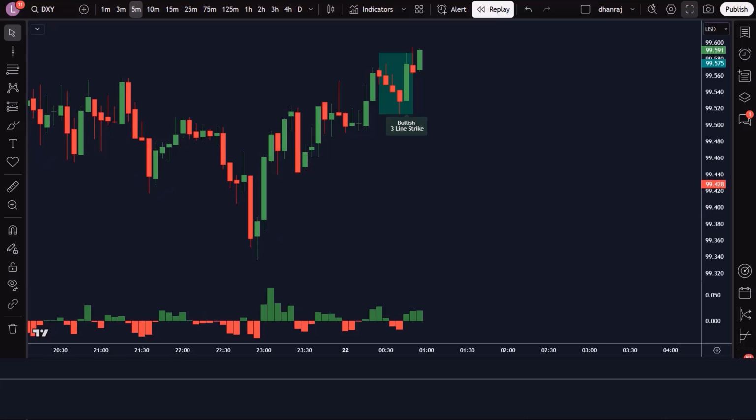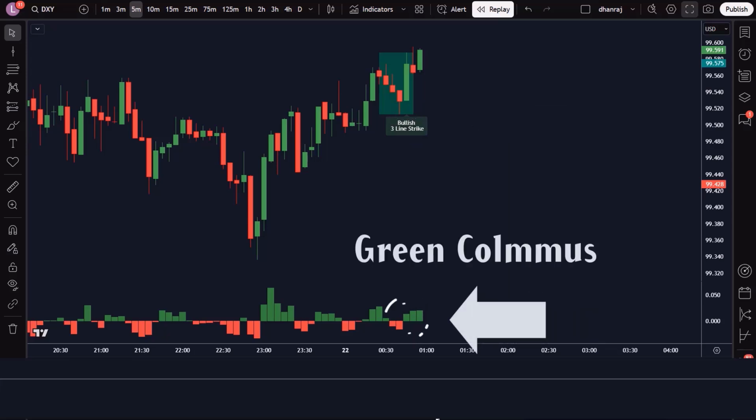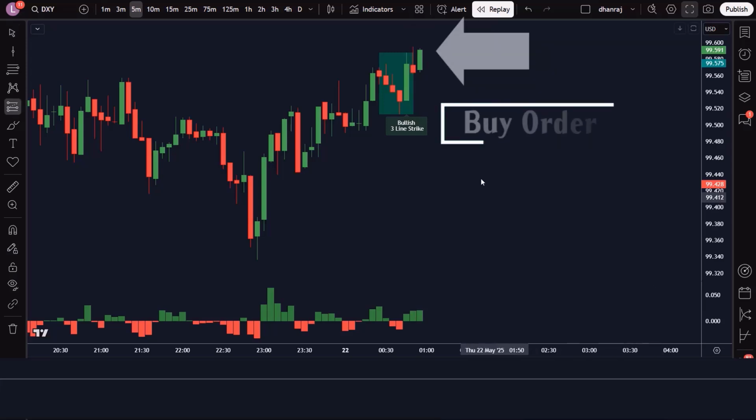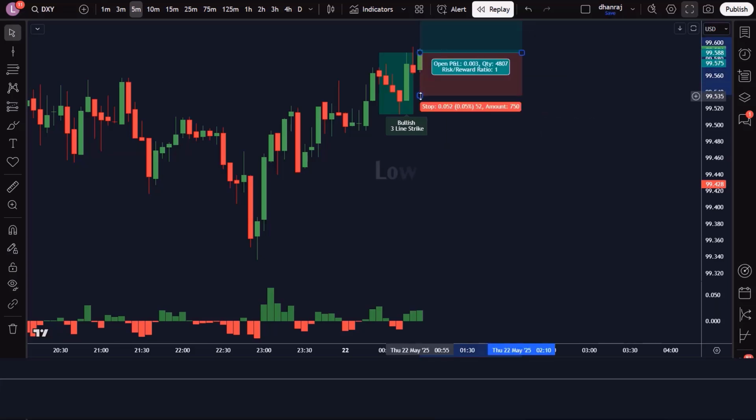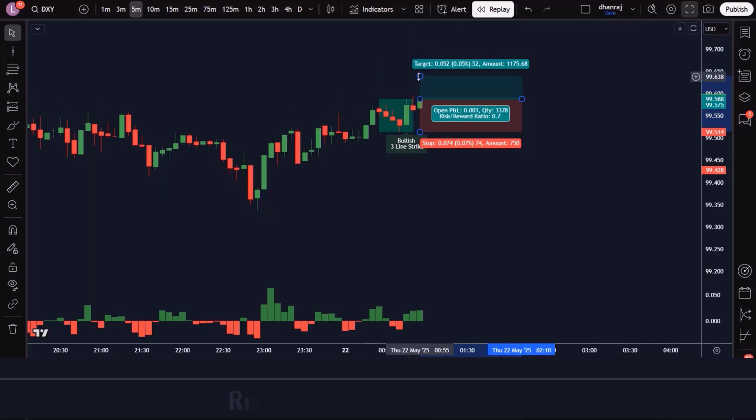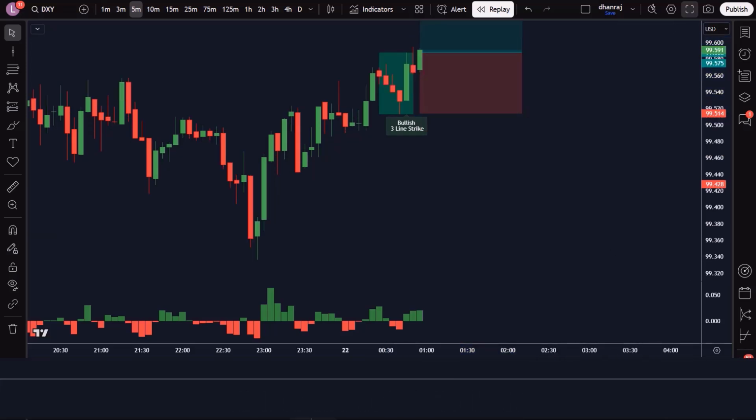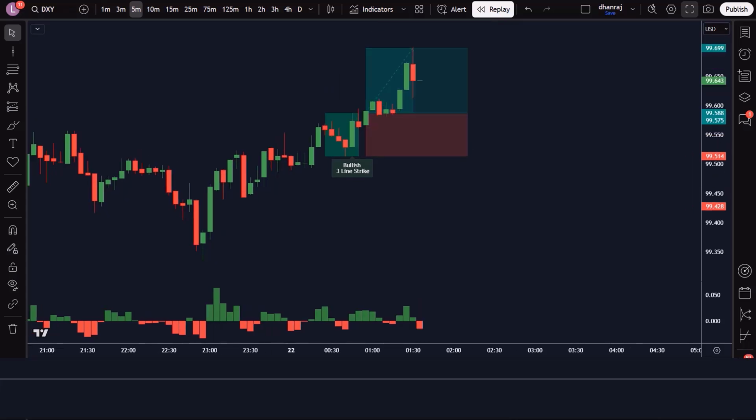We have got the signal. Here the 3-line strike candlestick indicator gives us a buy signal. Here the Kuratoga histogram indicator shows green columns. Here the market has made a bullish candle to give confirmation. So all our conditions are being fulfilled, so we are placing an order to buy. Our stop loss is to be placed at the low of the bullish strike box, and the risk to reward ratio will be 1:1.5. Let's see what happens to our trade. We have won this trade.